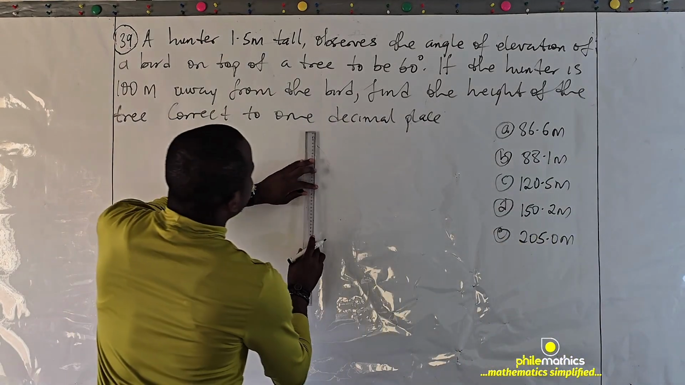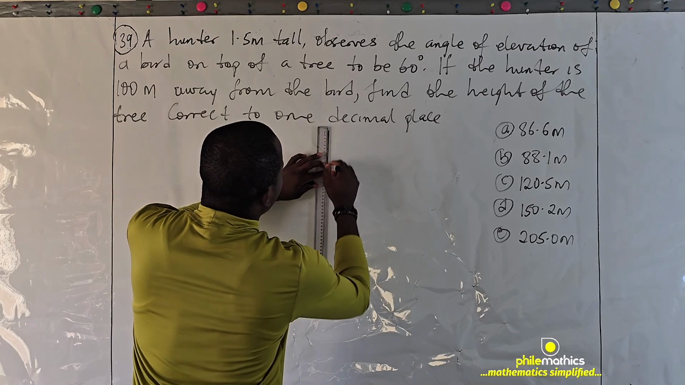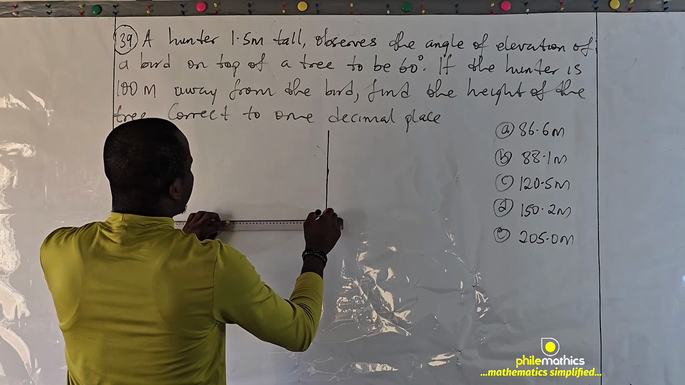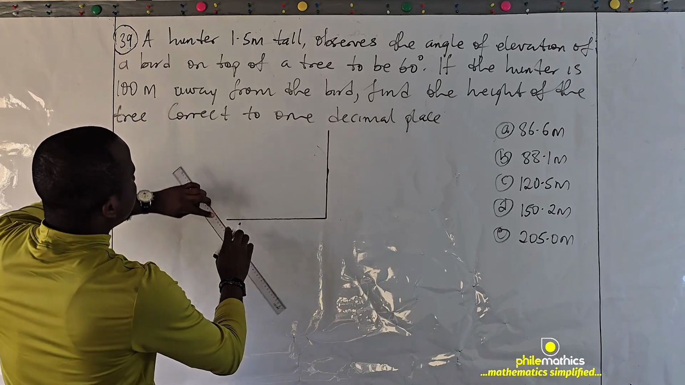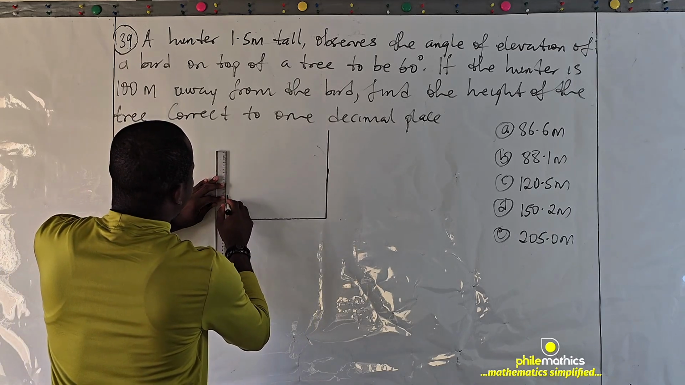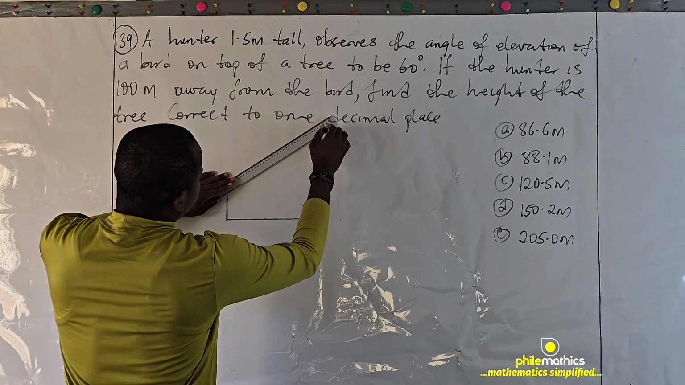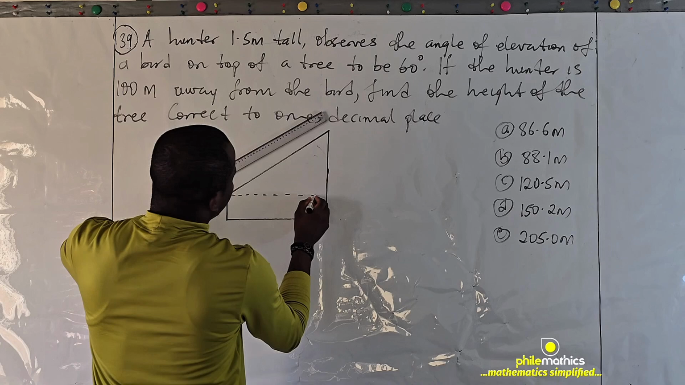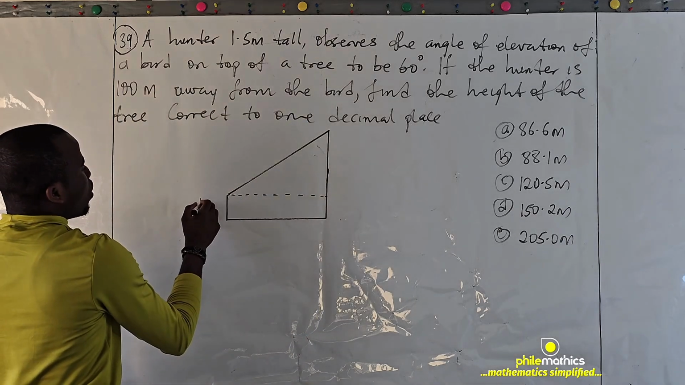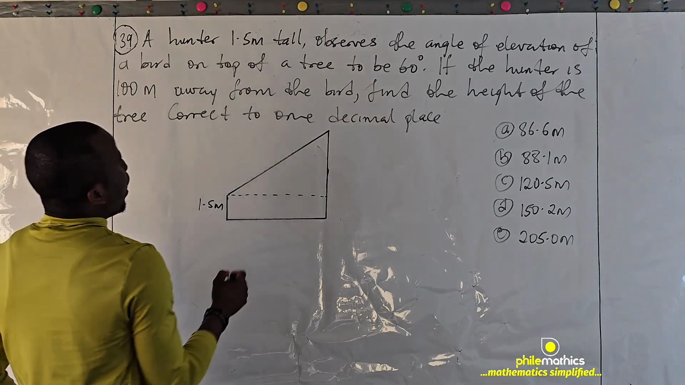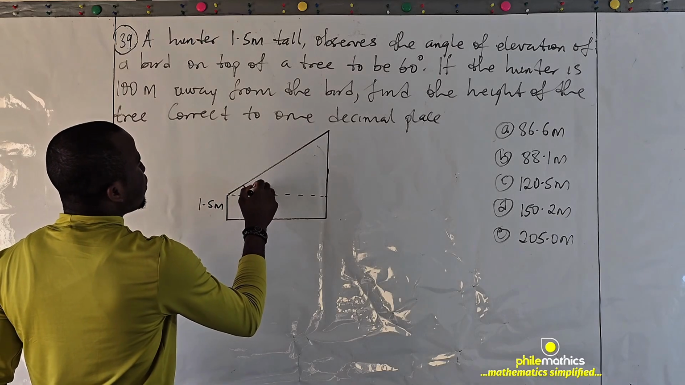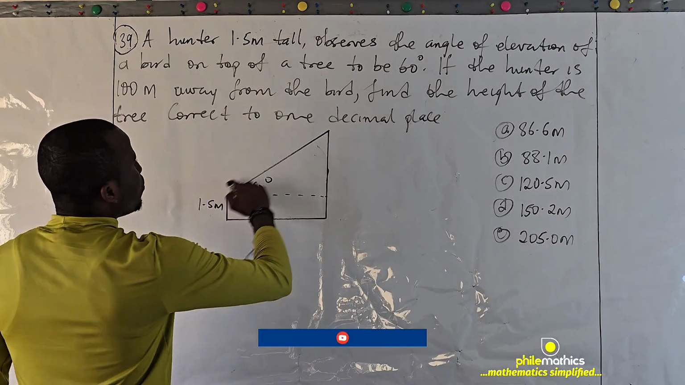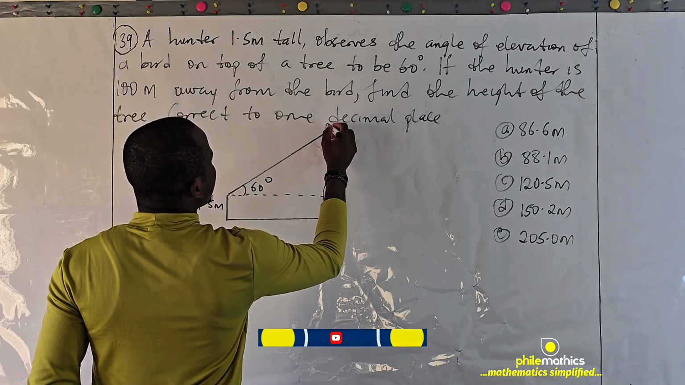Now, if this is the tree, and this is the horizontal distance, and this is the hunter, and then this is his angle of elevation. This is his eye level. We are told that the hunter is 1.5 meter tall and the angle of elevation is 60 degrees, and he's 100 meters away from the bird. This is where the bird is.